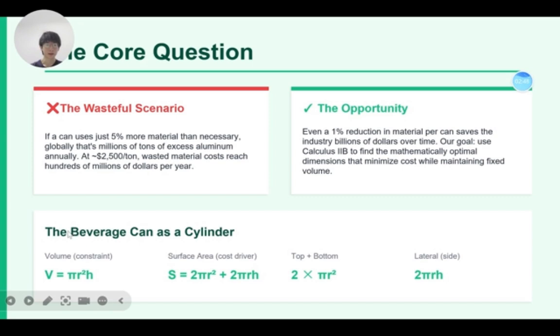We see a beverage can as a cylinder, so we use the formula to calculate its volume: V equals pi r squared h. The surface area contains 3 parts: the top, the bottom, and the lateral side area. So S is equal to 2 pi r squared plus 2 pi r h. Then my friend will continue the next part. Thank you.